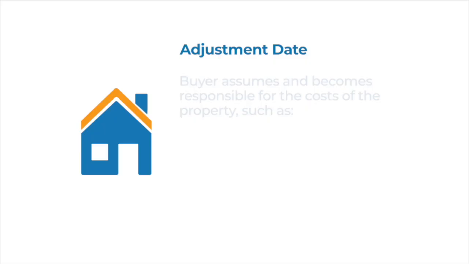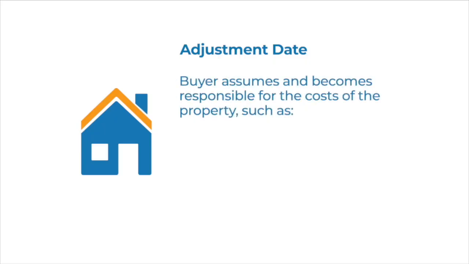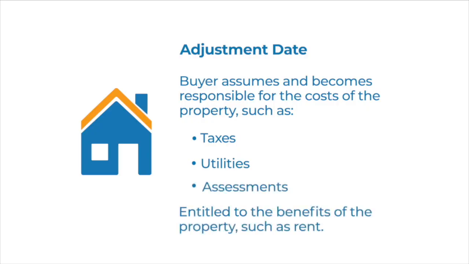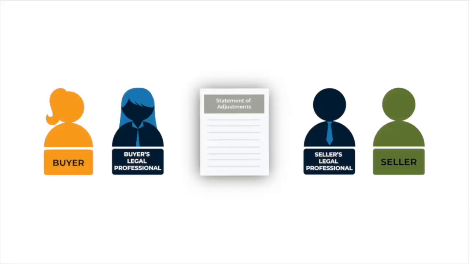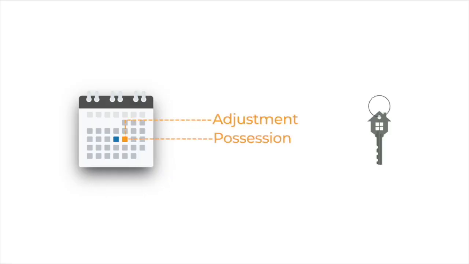Adjustment date. The adjustment date is the day that the buyer assumes and becomes responsible for the costs of the property, such as taxes, utilities, and assessments, and becomes entitled to the benefits of the property, such as rent. To reflect the change of responsibilities and benefits related to the property, the total money paid by the buyer to the seller on the completion date will be calculated so that each party is credited for its fair share. This final amount will be determined as of the adjustment date. The adjustment date is typically the same date as possession.